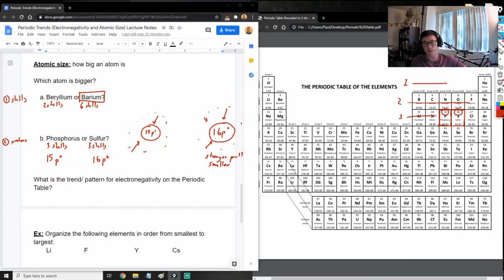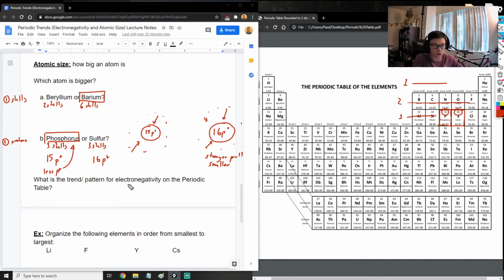Because if I'm pulling in the electrons more and more, you're going to notice it gets smaller and smaller. Whereas if it's not pulling it in that much, it's going to get bigger and bigger. So the bigger atom is going to be the phosphorus because it has fewer protons. Since there are fewer protons, it can pull the electrons in less tightly. The more loose it is, the bigger the atom is going to be. So it's kind of like the opposite of electronegativity.